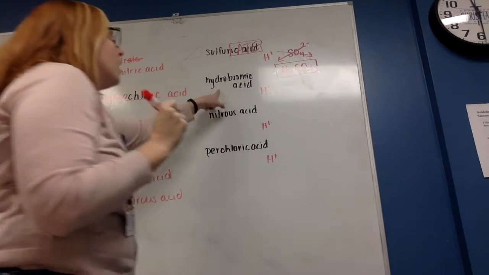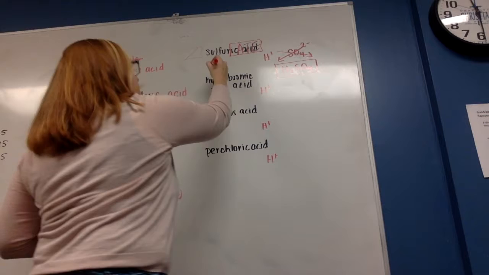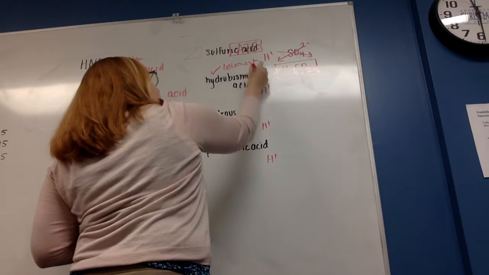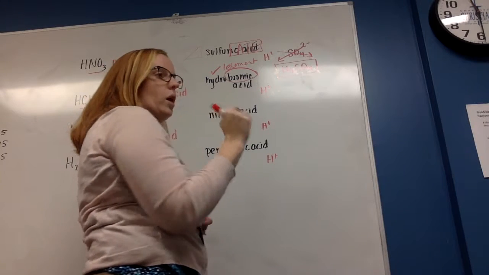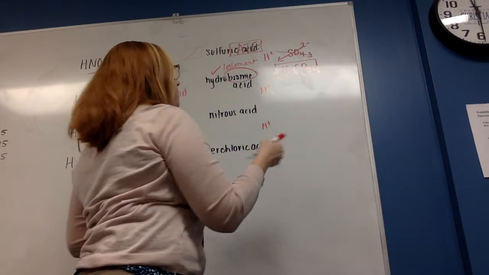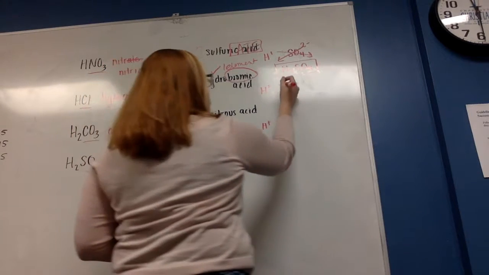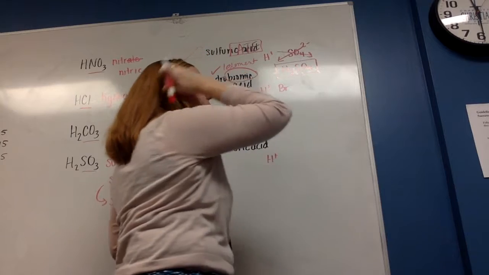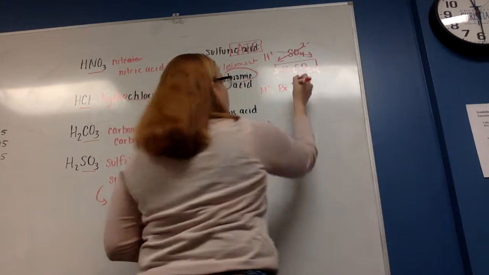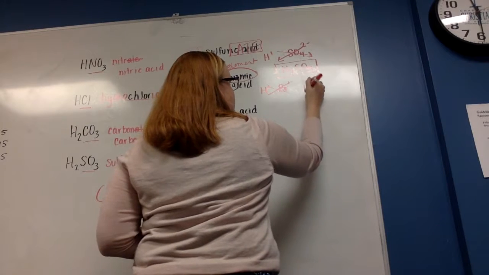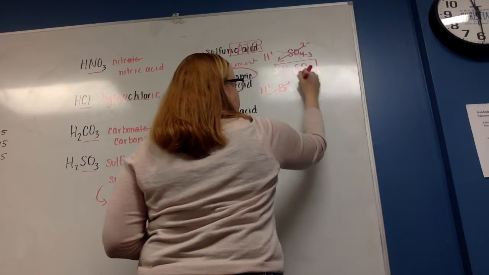Now, hydro. There's a hydro. That means that there's only one element. And this is the element. What element is it? Bromine. Br. What's the charge on Br? -1. So crisscross ones, and it becomes HBr.